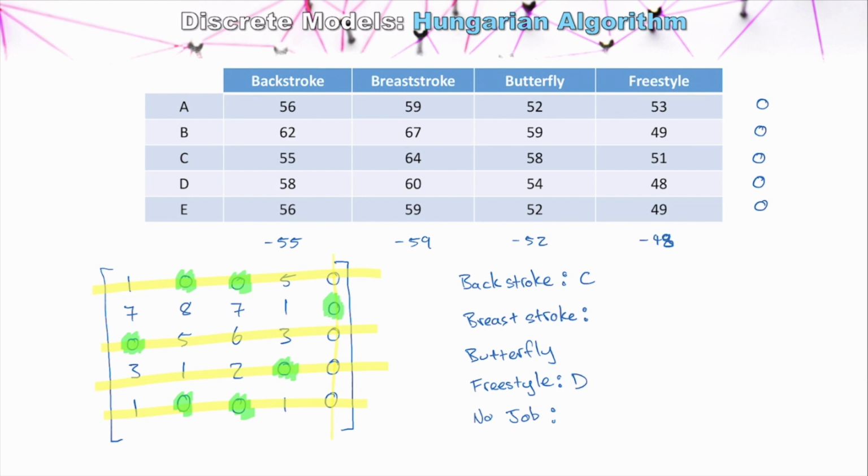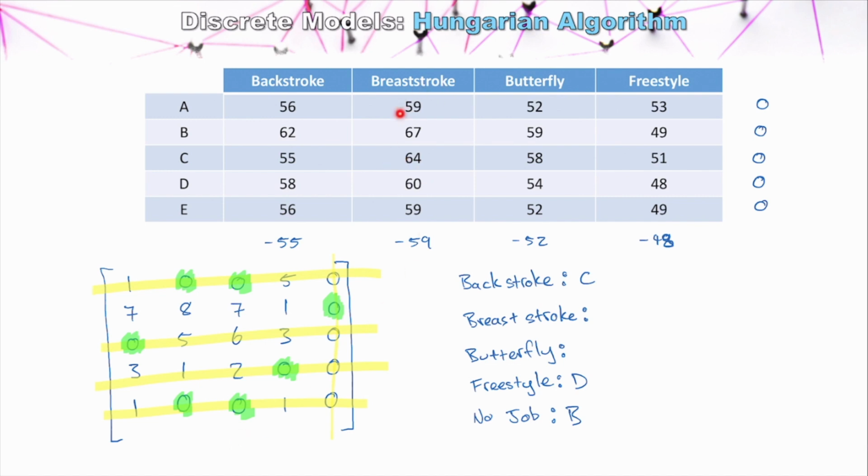The no job, that's pretty simple to allocate. That's going to be swimmer B. But the butterfly and the backstroke, what these double zeros indicate is we can allocate this either way and it's going to give us the same time. And it's not going to change anything.